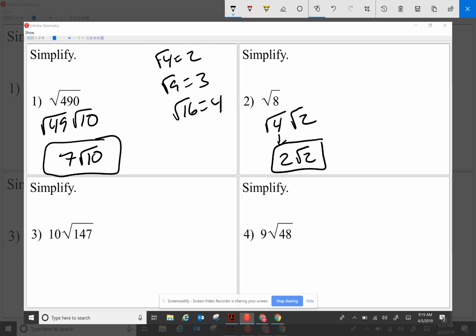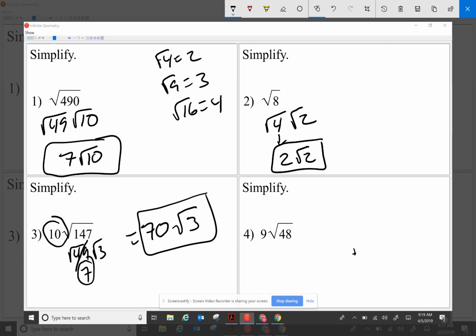Let me go 147. I'm going to split this as 49 times 3. So I'm going to go radical 49 times radical 3. So 49 becomes a whole 7. So that's a whole number. I have a whole number on the outside to begin with. And remember, I just said whole number with a whole number, radical with radical, do not mix and match. I'm going to multiply the whole numbers. 10 times 7, that gives me 70. Radical 3.